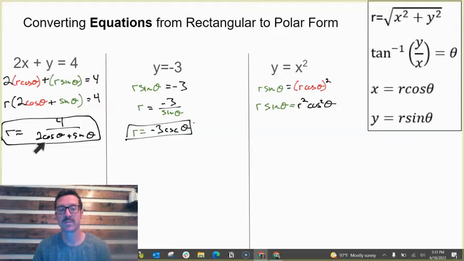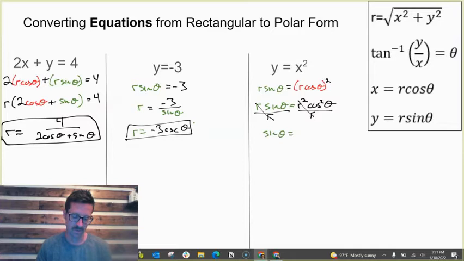Remember, the goal is to get the r by itself like it is in both of these two equations. So I'm going to divide by r on both sides. That's going to cause this r to cancel. And that's going to leave me with sine theta equals r cosine squared theta. And then by dividing by cosine squared theta on both sides, we're here.